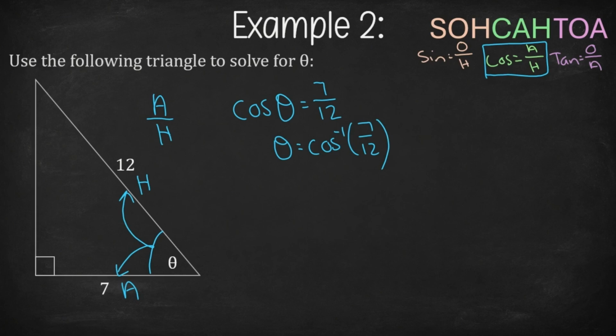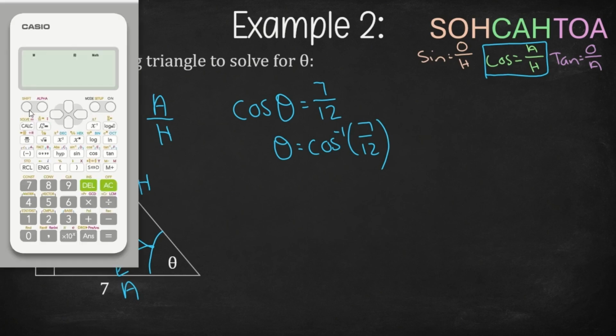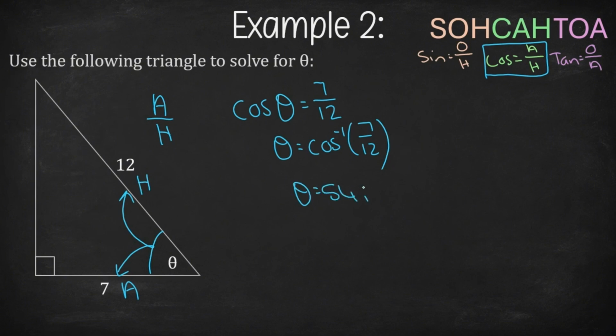And now it's just a matter of punching these values into your calculator. Make sure that you press the shift button so that you can activate this cos to the negative 1. So when you press cos, you will see cos to the negative 1 on your screen. And then 7 divided by 12 is equal to 54,31. I'm going to round it off to 2 decimal places, and this 4 says that the second decimal will stay at 1. Therefore, theta equals 54,31 degrees.